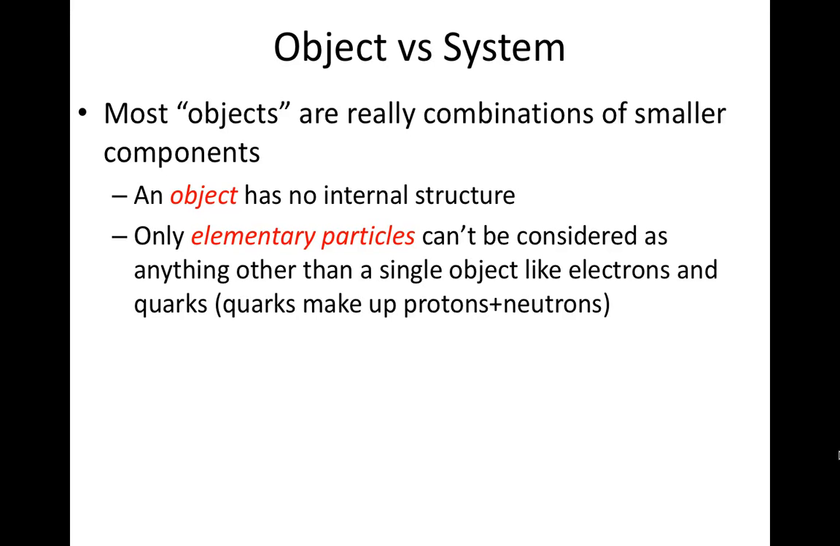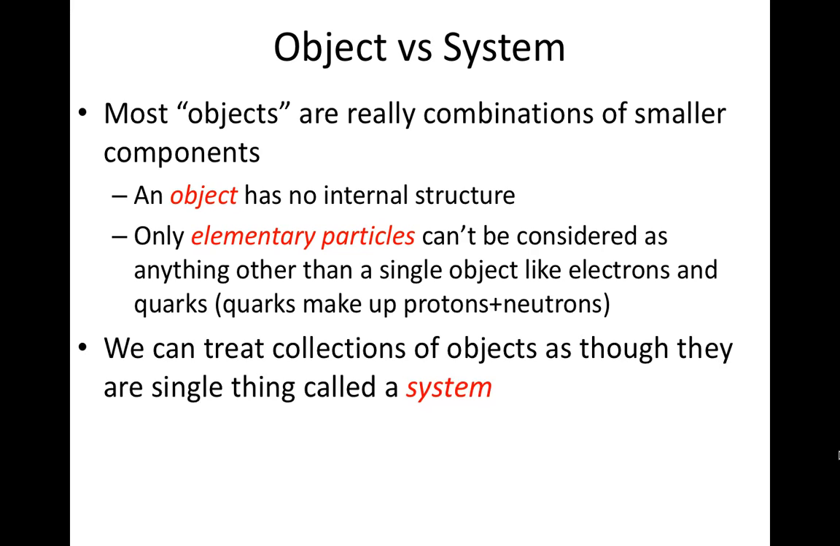Most of the things that we've been talking about and referring to as objects are really just combinations of smaller things. An object is something that doesn't have an internal structure, or at least we pretend that it doesn't. We don't worry about what's going on inside of it, we just worry about the motion of it as a whole. And really, only things called elementary particles can't be considered as anything other than a single object. We know that they do not have any internal structure, and these include things like electrons and quarks. Quarks are what make up protons and neutrons.